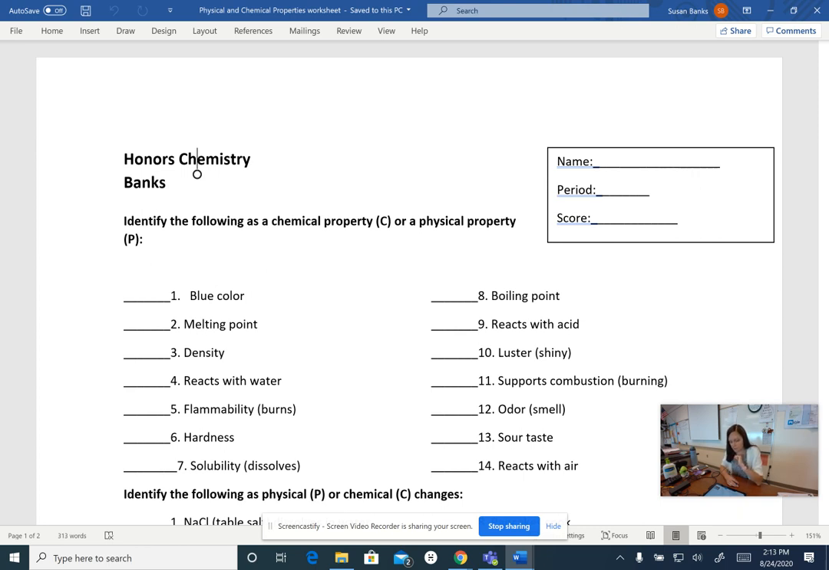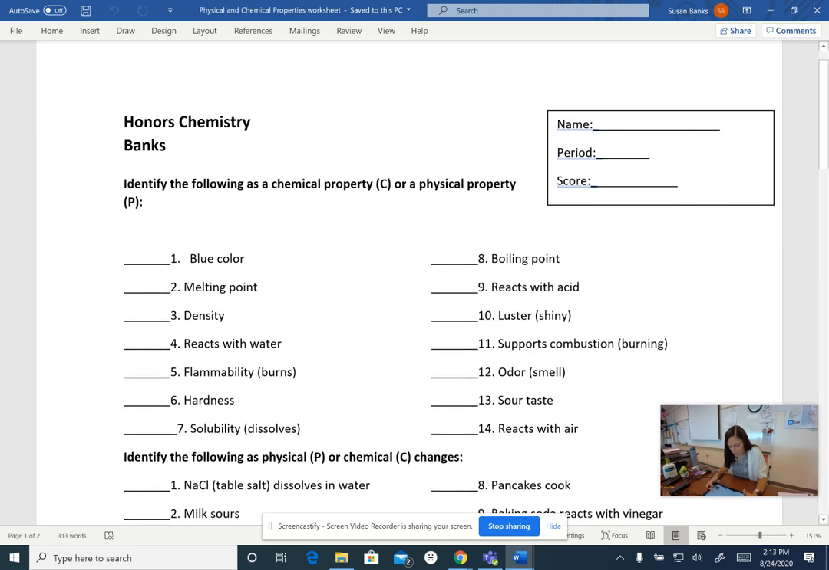All right, here we go. Let's look at this first section. On this first section, we have to identify the following as either a chemical property or a physical property. Chemical with a C and physical property with a P. I'm going to give you a second. Stop the video. Figure out what's going on.